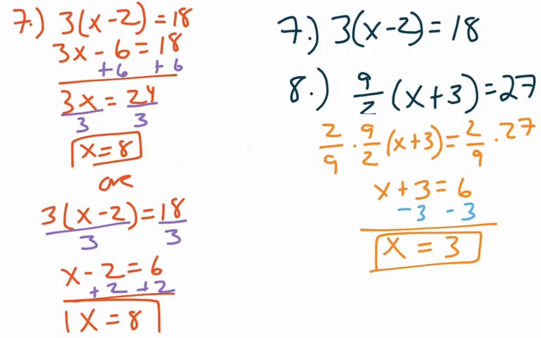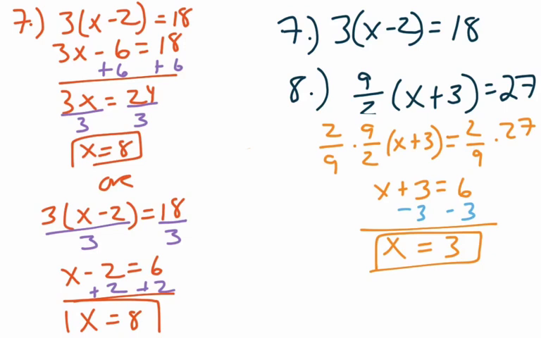All right, for this one, I actually did number 7 two different ways. The first way is the way that I described in the lesson, where I distributed, so we got the 3x and then the 6, and then added 6 to both sides, and then divided both sides by 3 to get x equals 8.